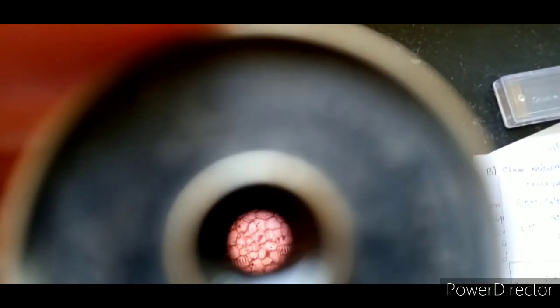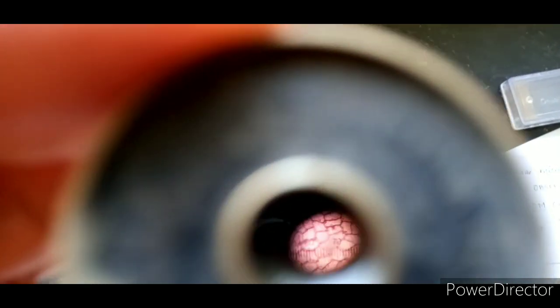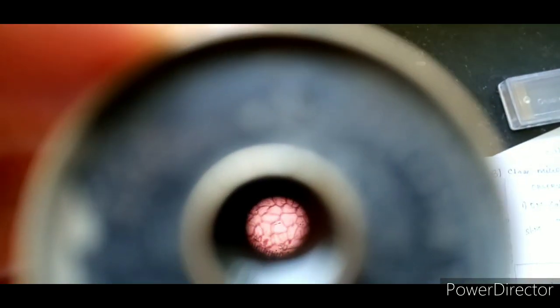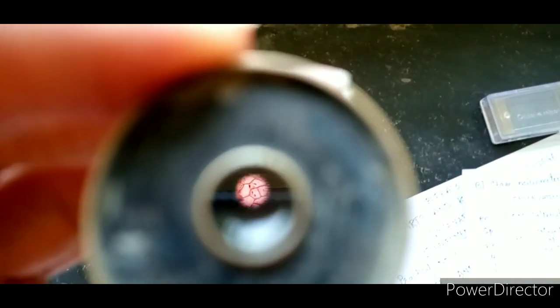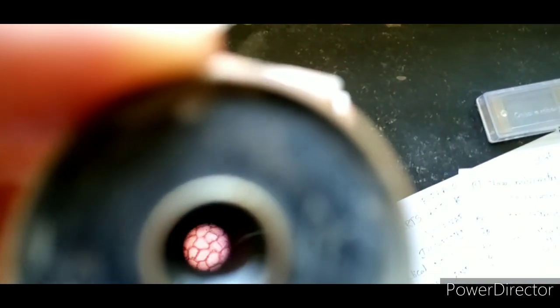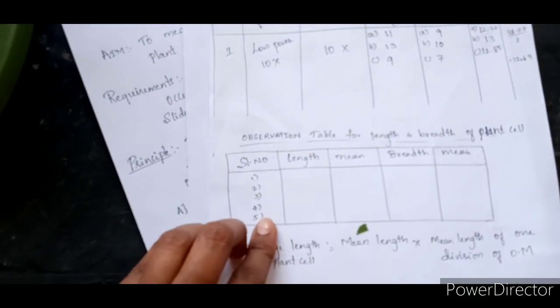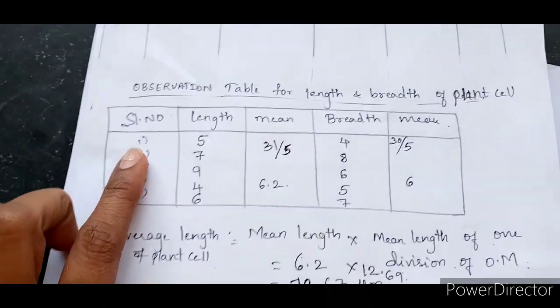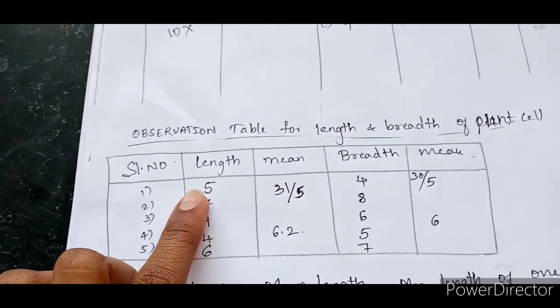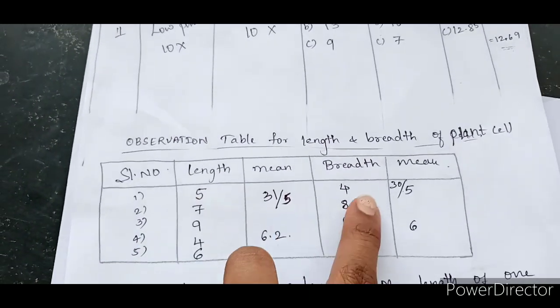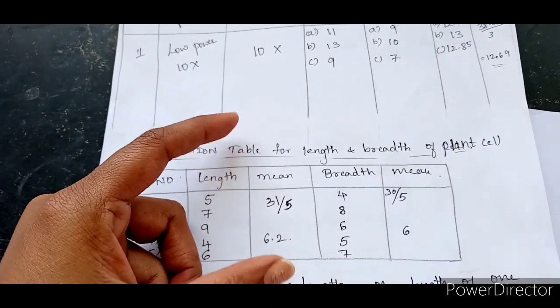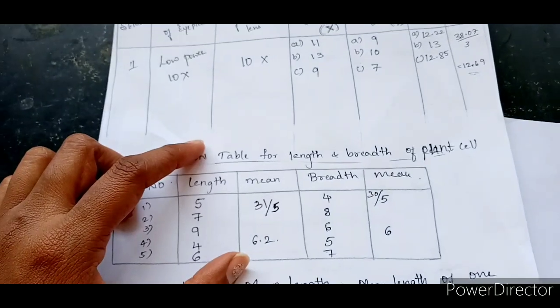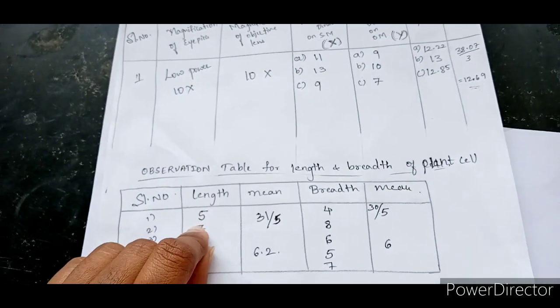Now the cell which is having 29 to 34. The same cell's breadth is taken by rotating the eyepiece in this way, and the readings are taken. The 5 readings are taken. After taking readings, we get readings in this way. If these are spherical cells, we get length 5 and breadth 4. Whereas if we take onion peel, the plant cell is elongated, so we get length more than breadth.